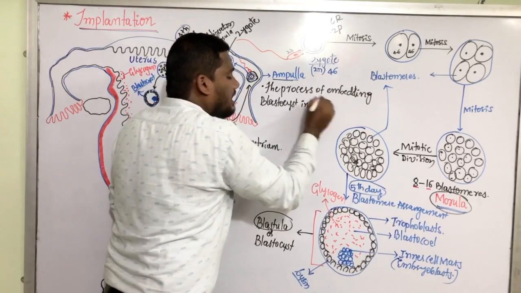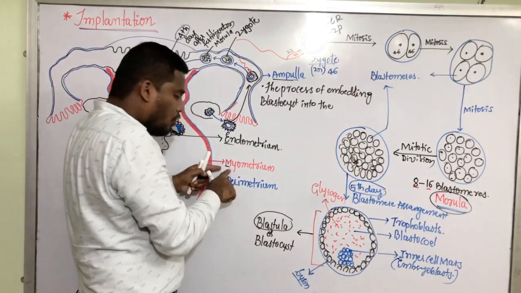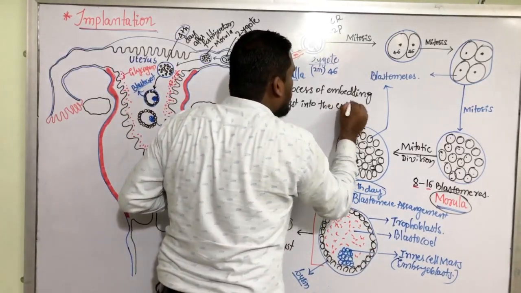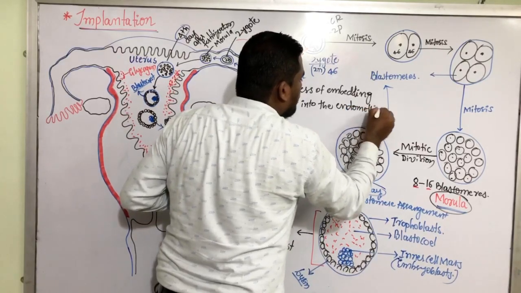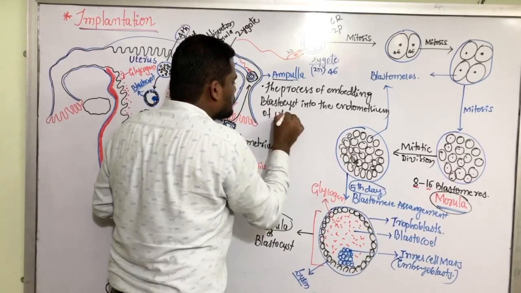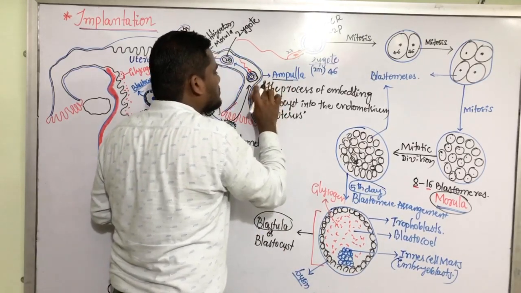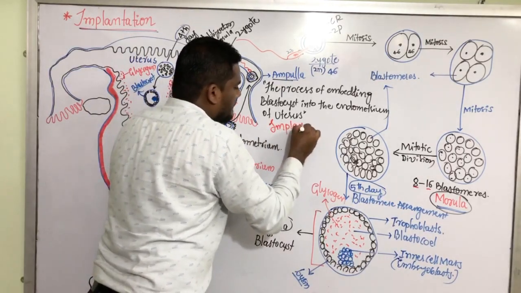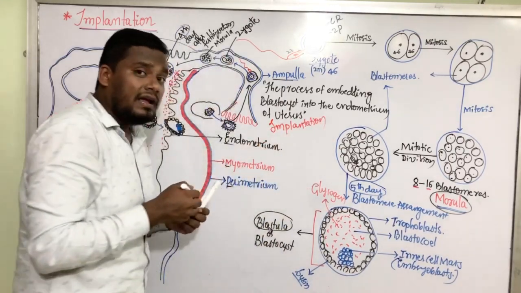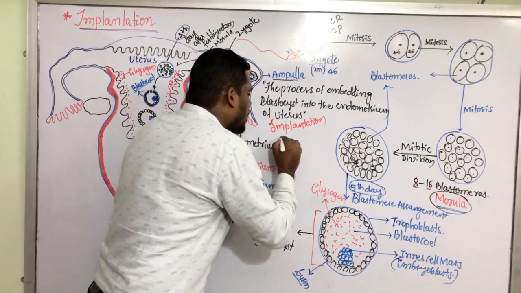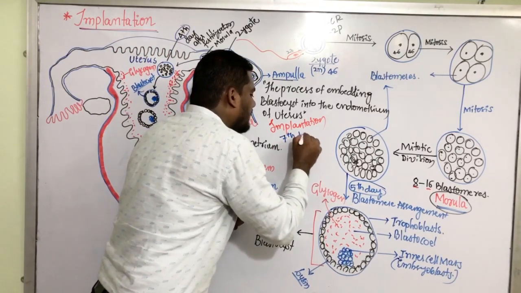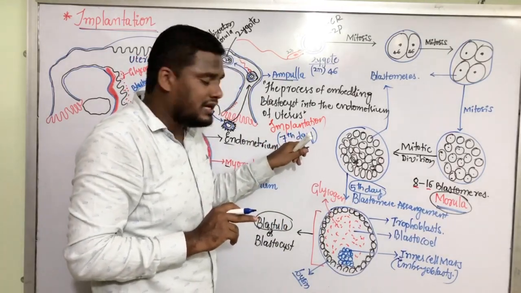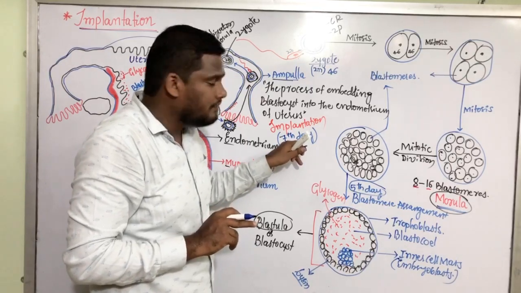into the myometrium, no? Into the myometrium. No, my dear friends, into the endometrium of the uterus. This is called implantation, my dear friends. And this implantation takes place on the 7th day after fertilization. Remember these 3 very important days.